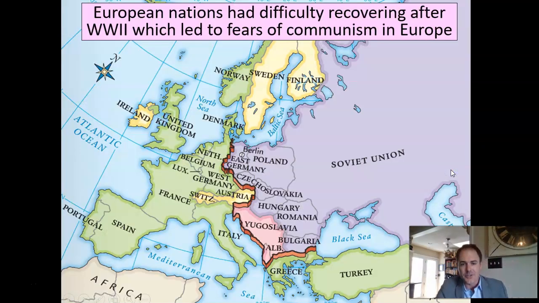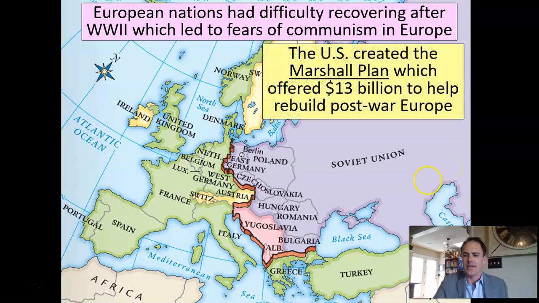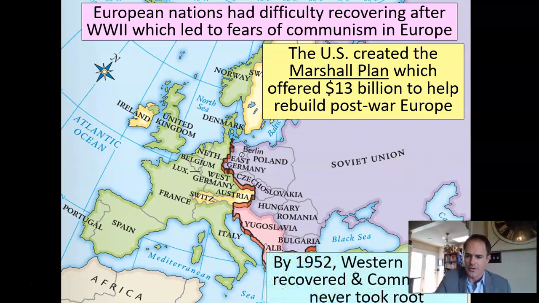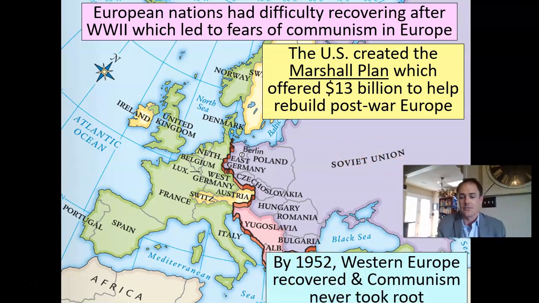All right, what about Western Europe? There were fears that if conditions were poor, they might become enticed by the promises of communism, and so the United States, under the Marshall Plan, named after the Secretary of State George C. Marshall at the time, offered $13 billion in loans and supplies to help rebuild post-war Europe, and it works. Western Europe recovers economically, and communism doesn't take root. There are communist movements and communist parties, but the countries in Western Europe don't become communist-aligned countries.